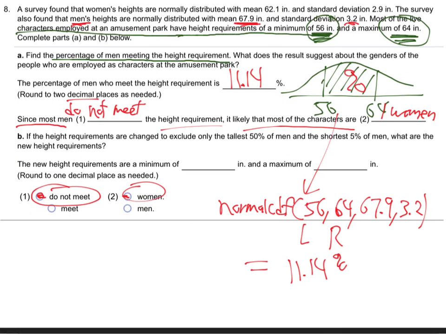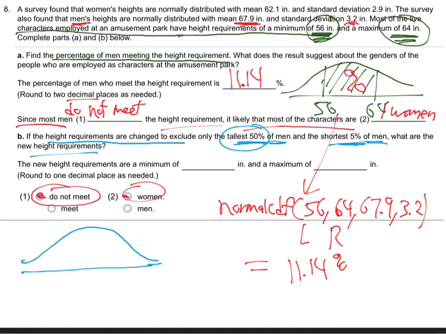All right, so they're telling us the height requirements are changed to exclude only the tallest 50% and the shortest 5%. Wait, the tallest 50% of men and the shortest 5% of men. What are the new height requirements? Okay, so they're giving me percentages. So I'm going to put that on a graph. I think drawing these graphs probably will help. So, tallest 50%. 67.9. So that would be boom, boom, boom. This is 50%, right? Tallest. All right. And shortest 5%.